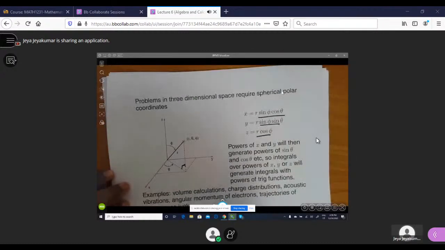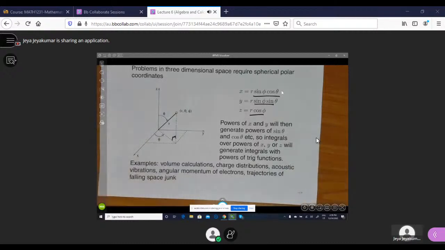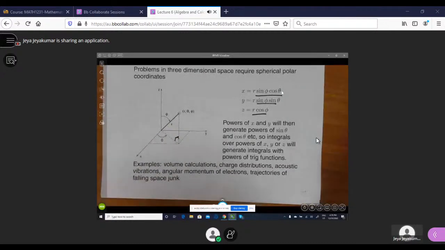Many problems in three-dimensional space request spherical polar coordinates. Now, don't worry about the spherical polar coordinates. They are not part of the MATH1231 syllabus. The spherical coordinate system and its applications are taught in second year engineering mathematics courses and so on.